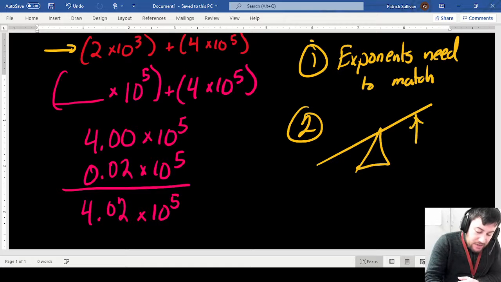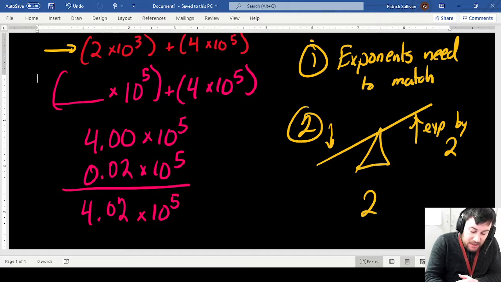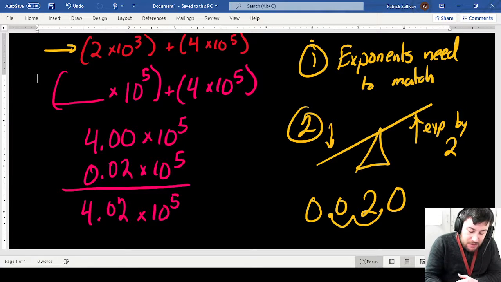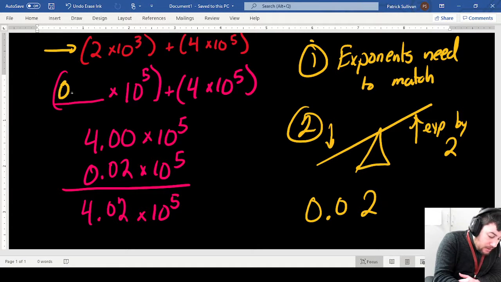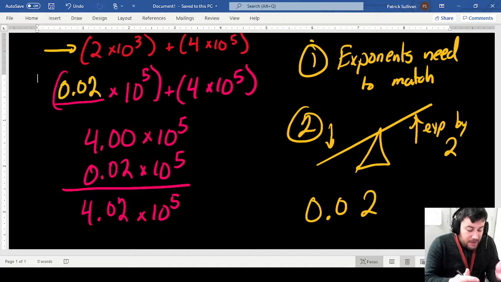So in this case, I increased my exponent by 2. 3 to 5 is adding 2. So then therefore I need to decrease my lead value. All right, so if my lead value is originally 2.0, to decrease it, I move my decimal to the left 2 times, okay, and I end up with 0.02. Then now I can add my lead values together. I keep my 10 to the fifth, so at this point I have 4.00 plus 0.02 gives me 4.02 times 10 to the fifth.